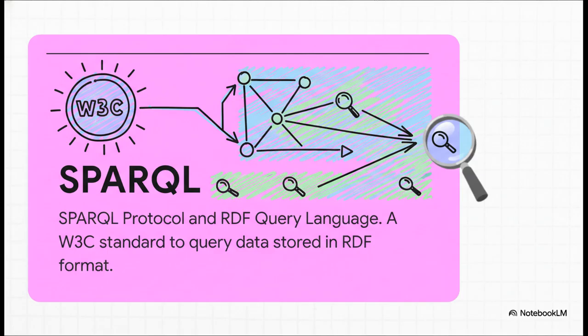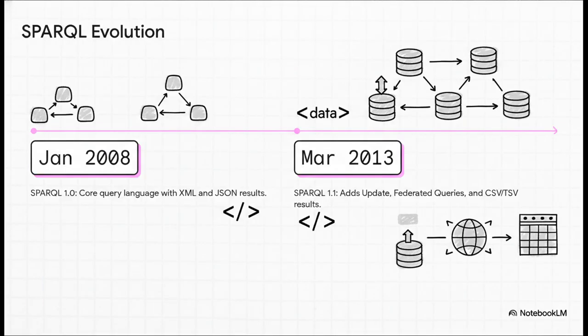It's a formal standard from the W3C, that's the World Wide Web Consortium, and its whole job is to retrieve and even manipulate data that's stored in something called RDF, which is just a way to model data as a graph. And you know, this isn't some brand new, untested thing. SPARQL 1.0 actually came out way back in 2008. But then in 2013, SPARQL 1.1 dropped, and that was a huge deal. It added the ability to change data, not just read it, and to run queries across multiple databases at once. That made it incredibly powerful.